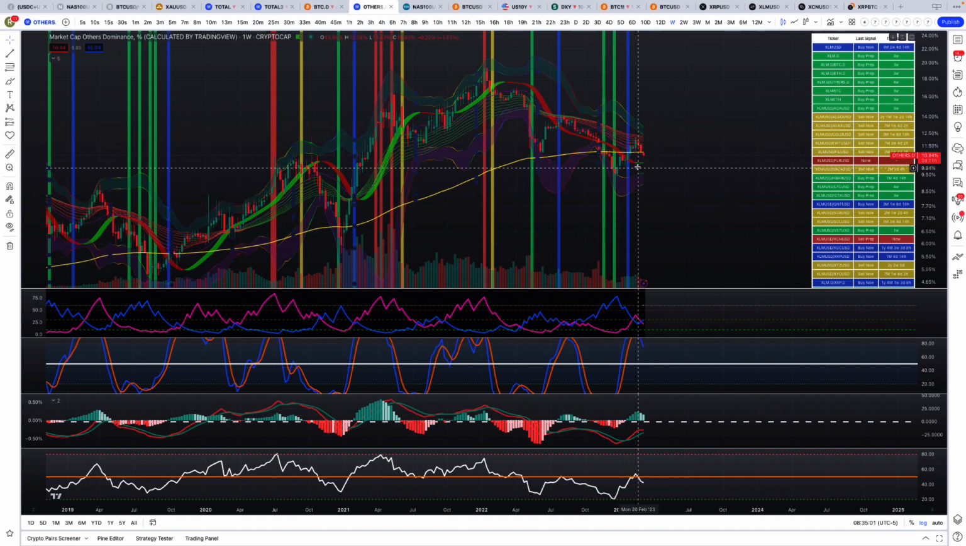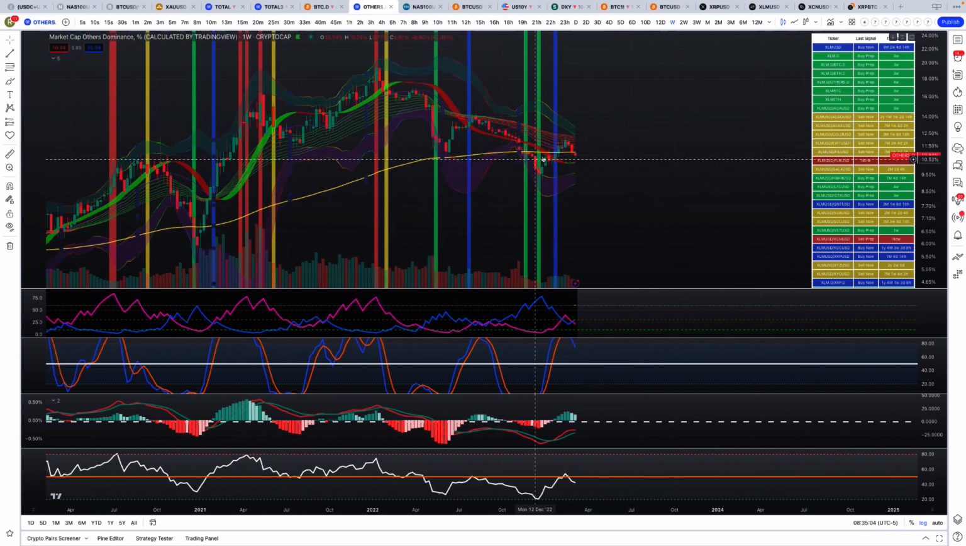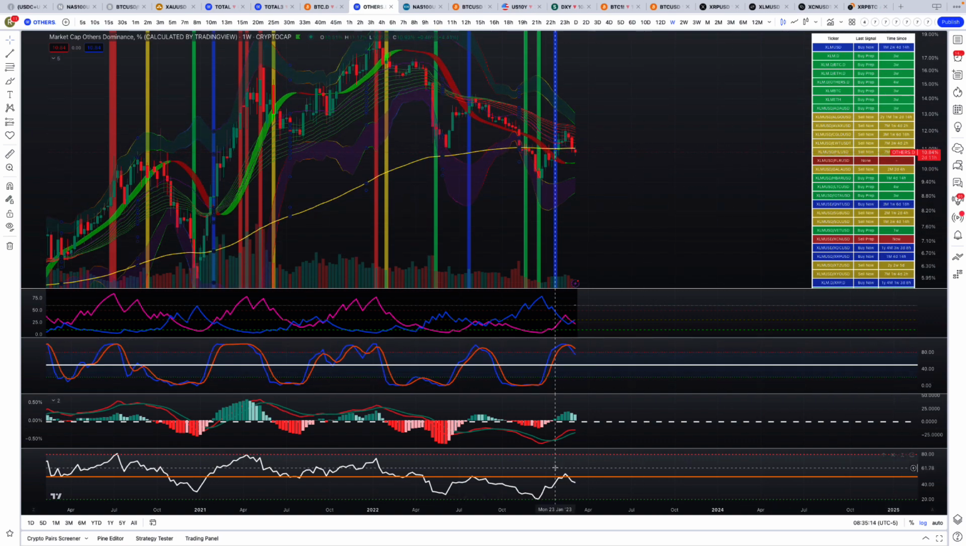We haven't gotten out of this yet. So we're in this phase of trying to break this bearish structure here. I would like to see us get back above the 200 moving average here at 11.05%. We need to see that be the case. We need to see this come up here.